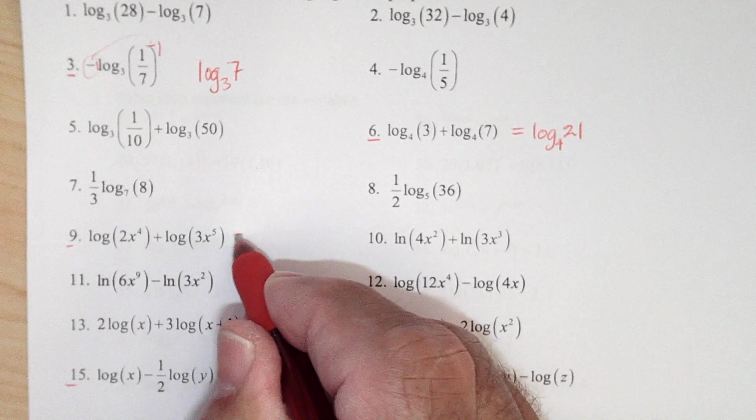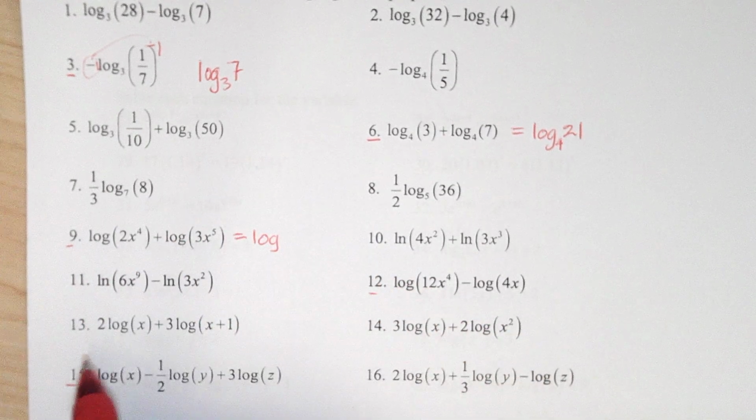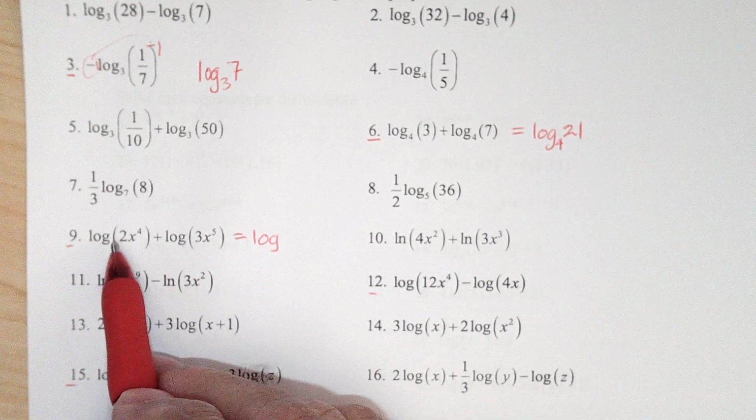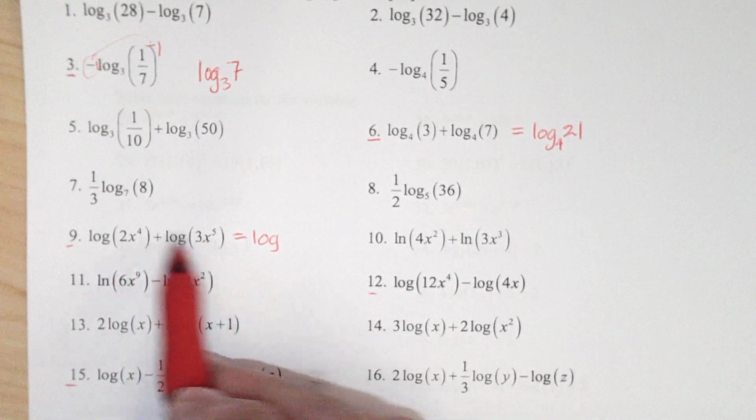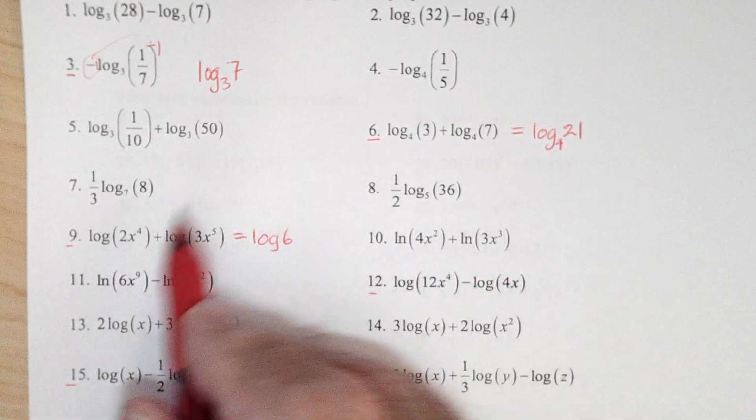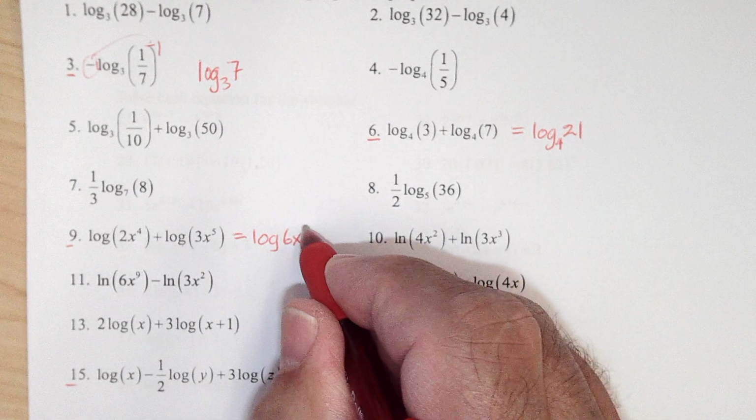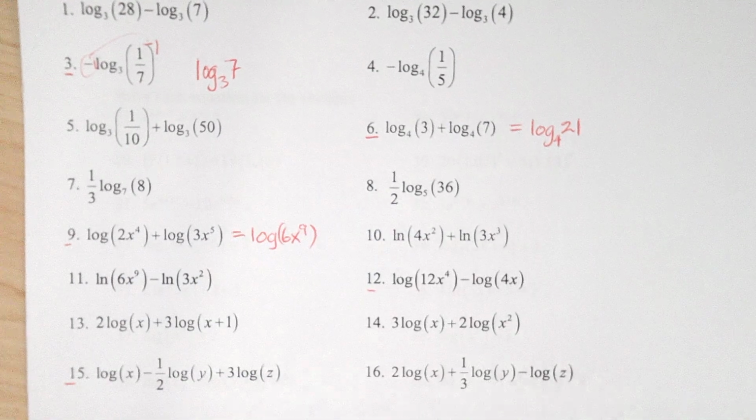So this becomes log, and this is understood base 10 because there's no base written, of these two things multiplied. So that's 6. 2 times 3 is 6. X to the 4th times x to the 5th is x to the 9th. So it's the log of that.